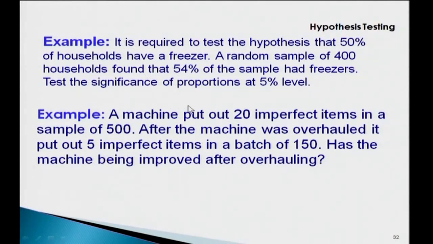I will just try to give you some hint here. First says it is required to test the hypothesis that 50% of the households have a freezer, a refrigerator say. A random sample of 400 households was found and 54% of the households had a freezer. Test the significance of proportion at 5%. So, what is the situation?